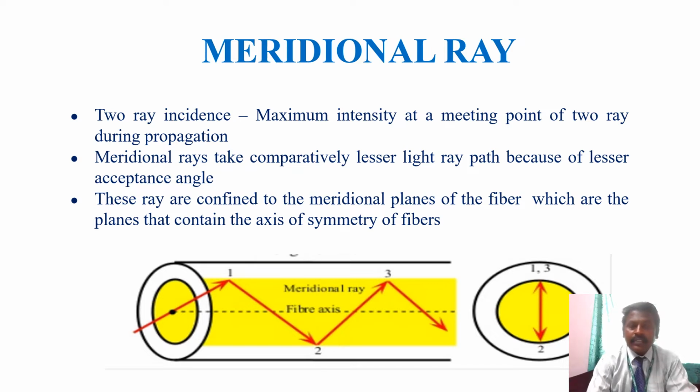Meridional rays take a comparatively shorter light ray path because of the lesser acceptance angle. Because of the lesser acceptance angle, the light ray path is very short. These rays are confined to the meridional planes of the fiber, which are the planes that contain the axis of symmetry of the fiber. So this is the representation of the meridional ray.